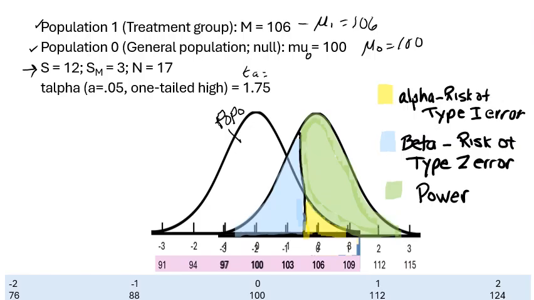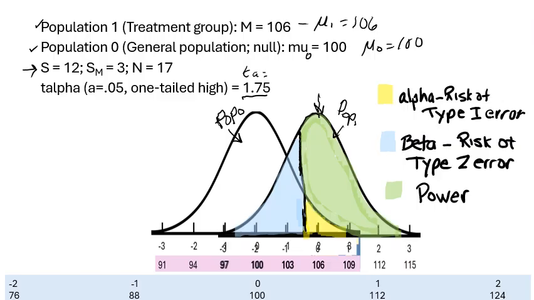This is the distribution for population 0, our general population. Here is the distribution for population 1, which is our treatment population. This is the line that we're trying to figure out, the cutoff point. We know that on our population 0, our null population, this corresponds with 1.75. We have to find out on this other distribution what the t-score associated with this point is. Then we can look up the percent of scores on either side of it to figure out our power. So the first thing we need to do is figure out the raw score.